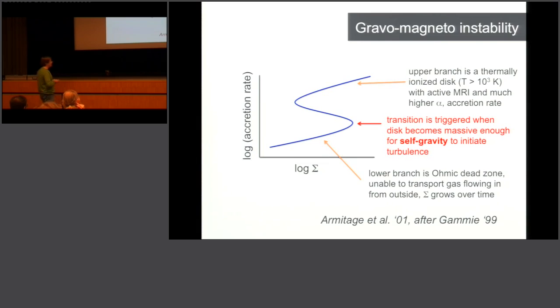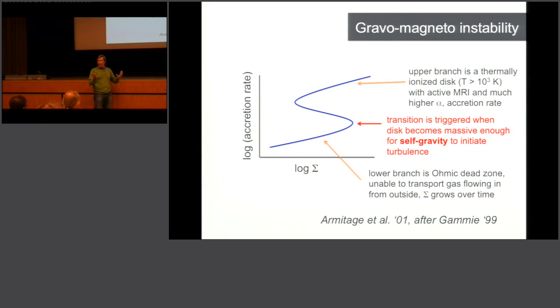giving you a very low alpha and a disk that is unable to transport material inwards very efficiently. So this lower branch is an ohmic dead zone, and that therefore is unable to transport gas flowing in from outside if the gas flowing in from outside exceeds the maximum carrying capacity that dead zone can have. So if you start on this lower branch, the same thing happens. The surface density will rise until eventually you have a very dense disk, maybe at 1 AU scales away from the star. And the idea simply is that if you have enough surface density at 1 AU, then in the quiescent state, the disk is very dead.